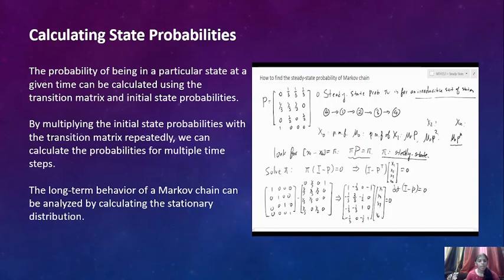Calculating state probabilities. The probability of being in a particular state at a given time can be calculated using the transition matrix and initial state probabilities. By multiplying the initial state probabilities with the transition matrix repeatedly, we can calculate the probabilities of multiple time steps. The long-term behavior of a Markov chain can be analyzed by calculating the stationary distribution. Here is the image that shows how to find the steady state probability of Markov chain.